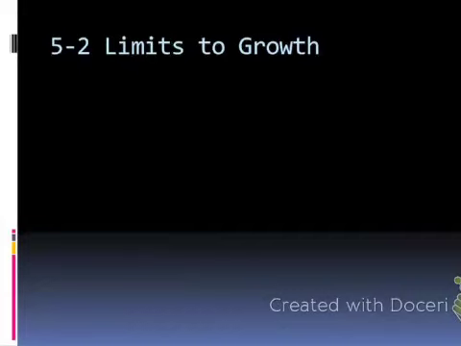All right, 5-2, limits to growth. In this section, we're going to focus on these resources and factors that are actually going to impact population growth, and in these cases, we're talking about limiting factors.